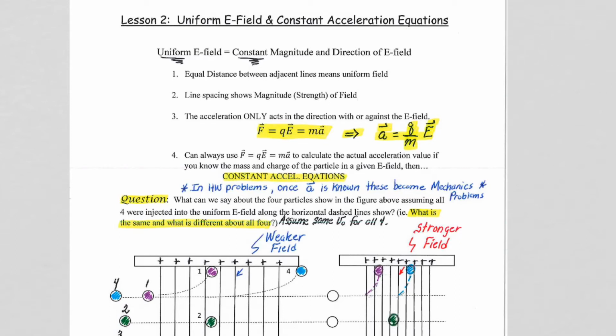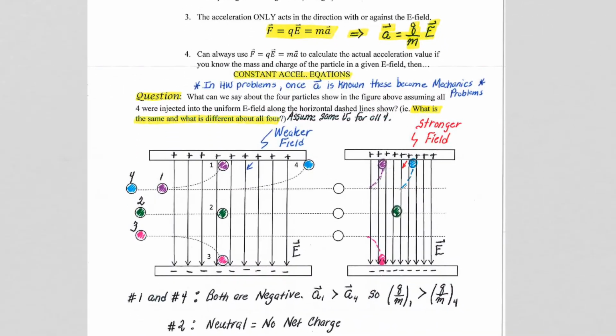We're now going to look at problems that involve uniform electric fields. And as it says here, a uniform electric field refers to an electric field that is constant in both magnitude, so the value, for example, 10 newtons per coulomb, and the direction of the electric field. For example, let's say downward.